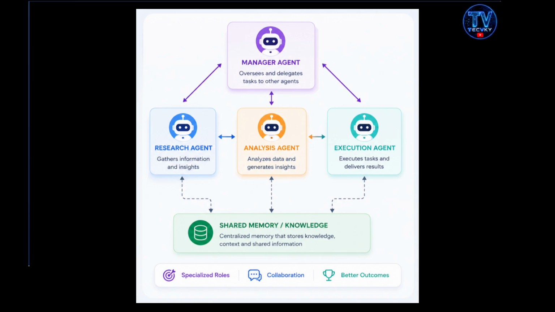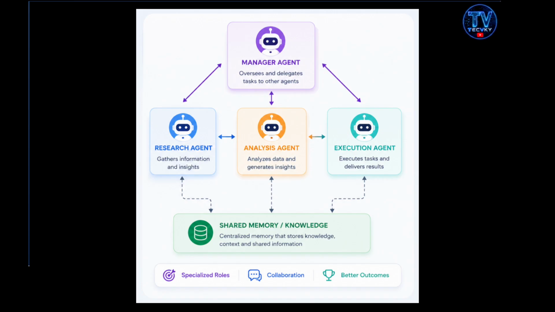The final specialist is the execution agent. Its job is taking action. It may create Jira tickets, send emails, deploy code, update databases, or execute workflows. Okay. All agents share a common memory and knowledge layer. This is extremely important. Instead of every agent maintaining separate information, everyone accesses the same source of truth. This ensures consistency and collaboration.